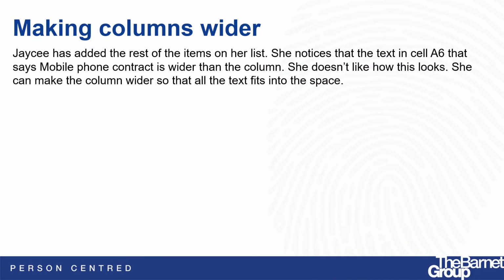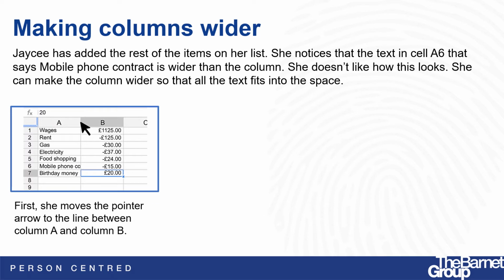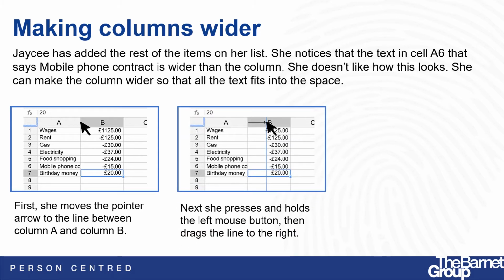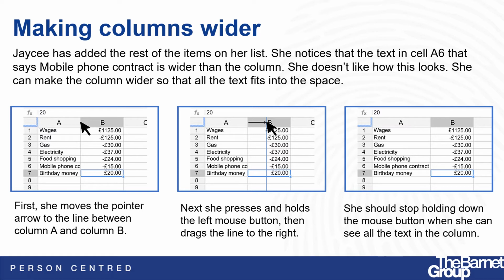Making columns wider. Jacey has added the rest of the items on her list. She notices that the text in cell A6, which says mobile phone contract, is wider than the column. She doesn't like how this looks. She can make the column wider so that all the text fits into the space. First, she moves the pointer arrow to the line between column A and column B. Next, she presses and holds the left mouse button, then drags the line to the right. She should stop holding down the mouse when she can see all the text in the column.